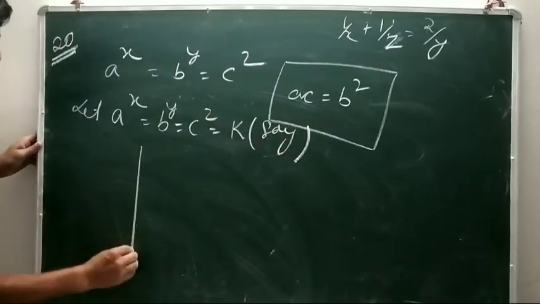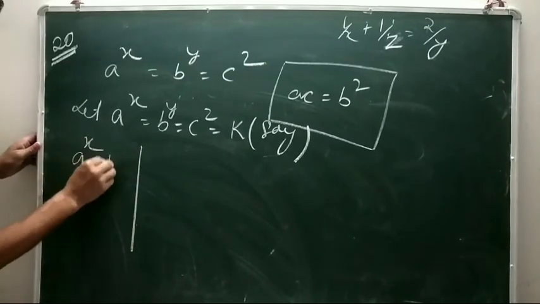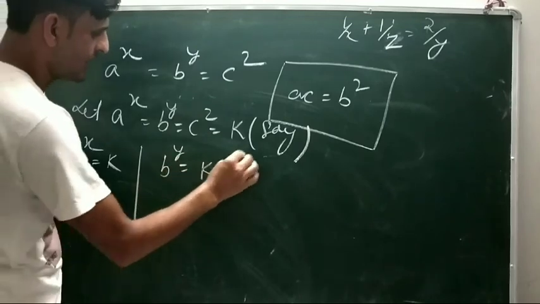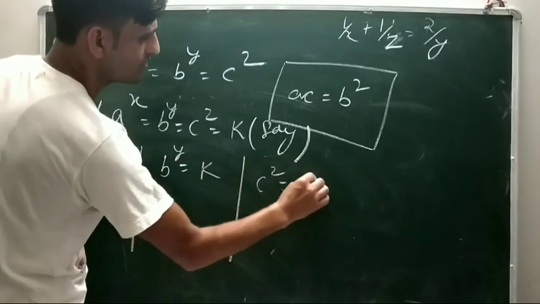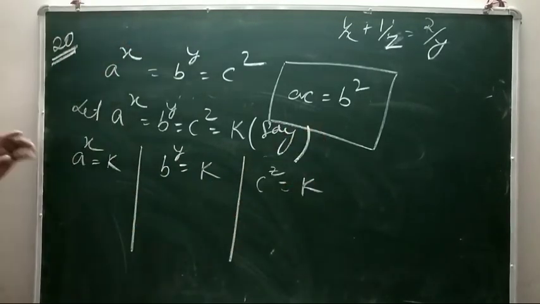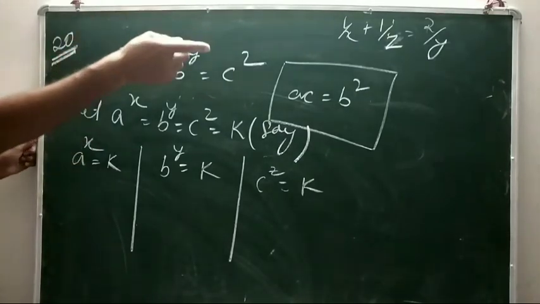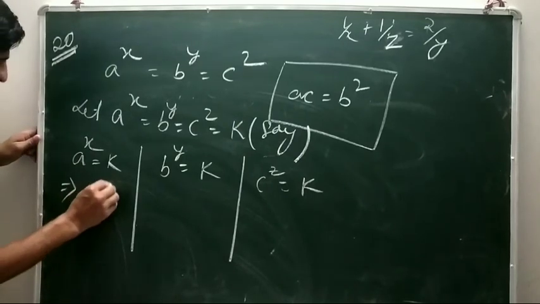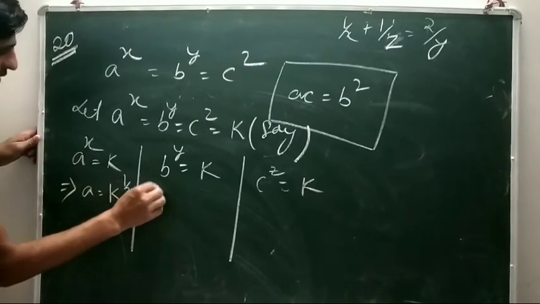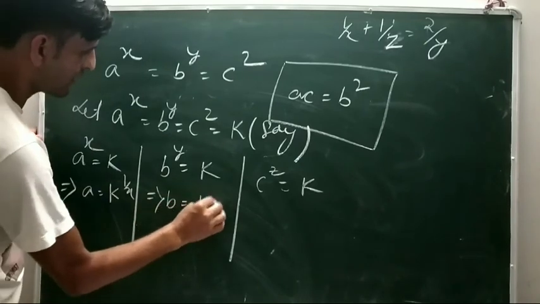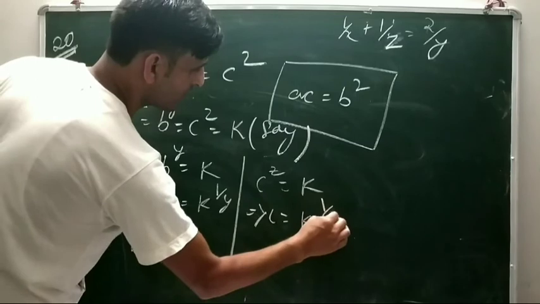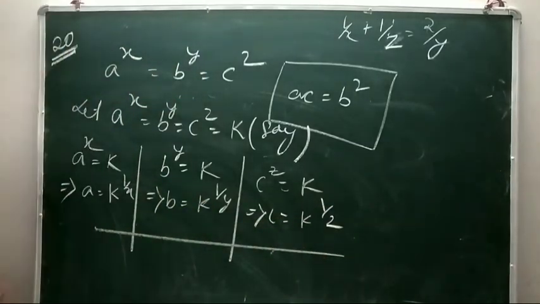Now what will we get? A to the power x equal to k. B to the power y equal to k. And c to the power z equal to k. Again the same: here the power is x, so it will go to the other side as power 1 by x, meaning x root. So a is equal to k to the power 1 by x. Here b is equal to k to the power 1 by y. Here we will get c is equal to k to the power 1 by z. So we got these three values.